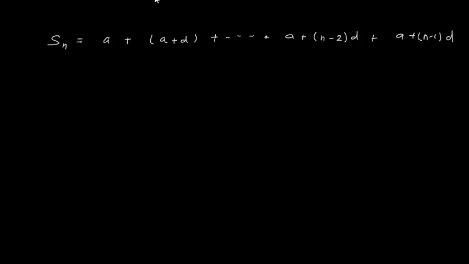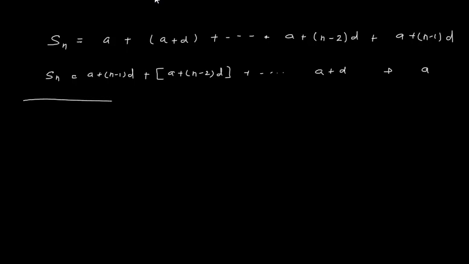Now I want to make a formula for it. For that, we will write the same sequence in reverse order. So Sn in reverse order: first a plus (n minus 1)d, then a plus (n minus 2)d, and like that a plus d, and finally a.